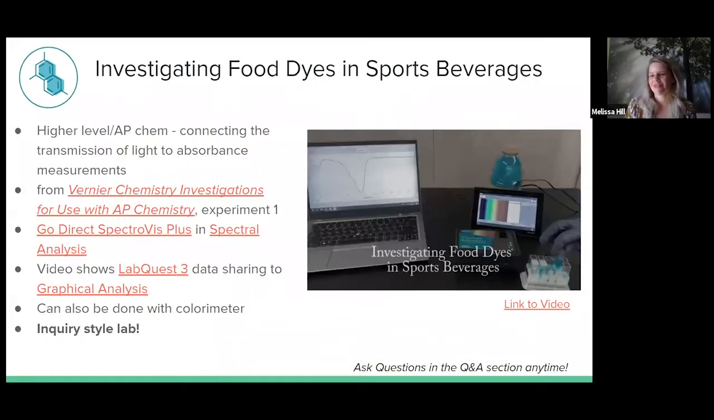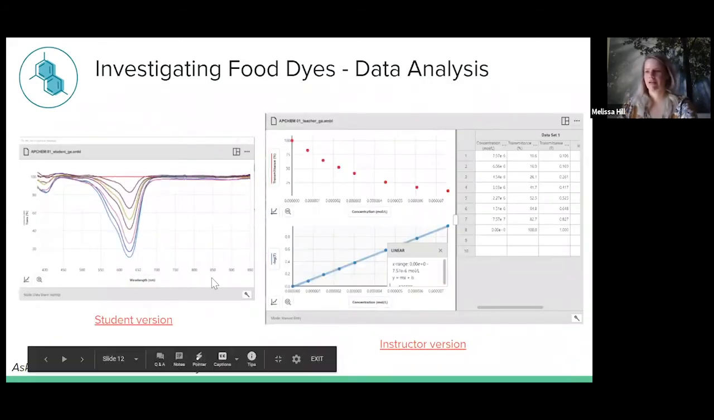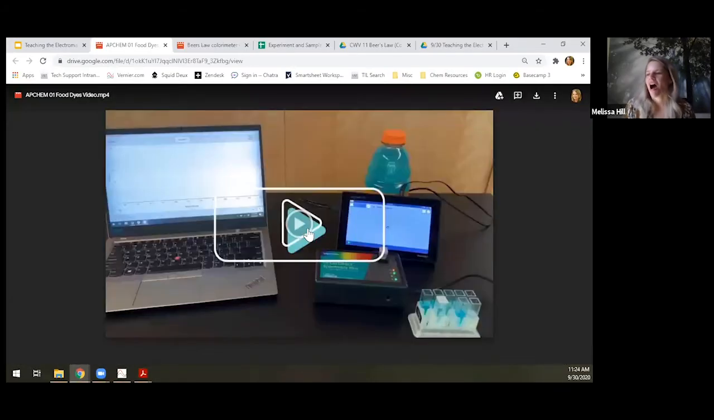Okay, so on to our next experiment. The AP Chem Lab experiment number 1 is called Investigating Food Dyes and Sports Beverages. This is a higher level lab, so you're already expecting them to have seen some spectroscopy and some instrumentation. But now they really need to make that connection of what the transmission of light is doing for absorbance measurements. Now I'm going to pull up the video.